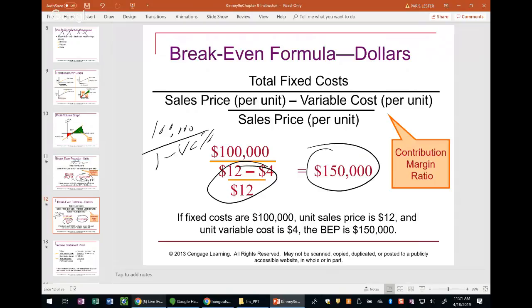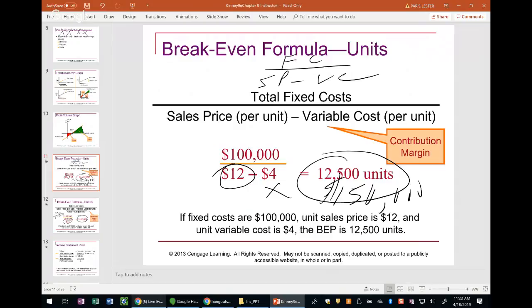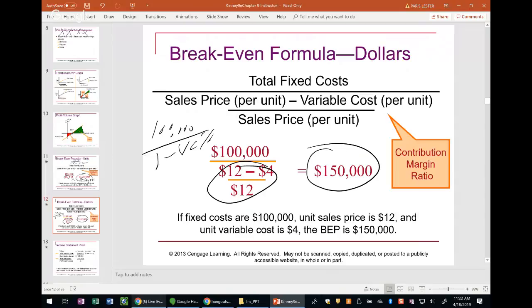Now, variable cost here, let me go back and look, make sure. Variable cost is 4. Now, divide 4 by 12 in your calculator, Monique. All right, that's 1 minus 0.333. Now, that's 33 1/3%, or 333 to infinity here.